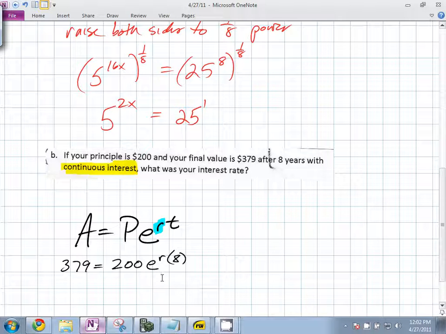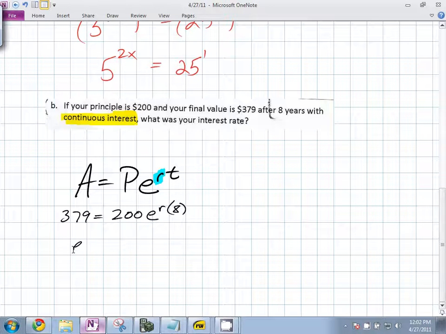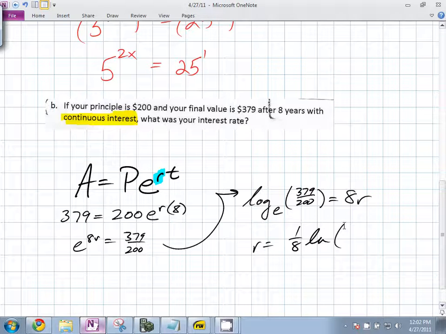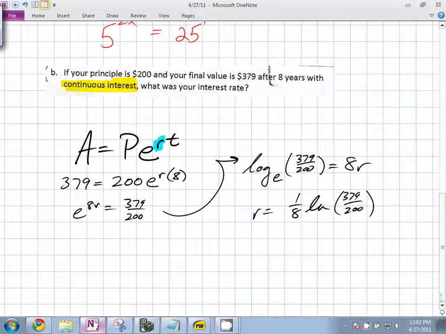So now you just solve this. What should you do first? Yeah. So you know e to the 8r is equal to 379 over 200. Exponent form. Let's translate it into log base e of 379 over 200 equals 8r. So r is equal to 1/8 ln of 379 over 200. If you do this out, your r will come out to be 7.99%.